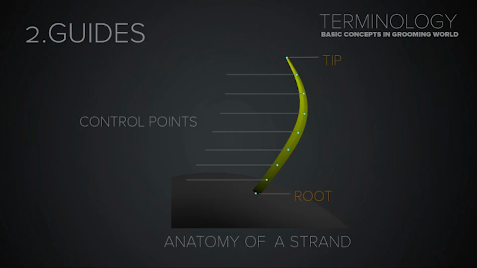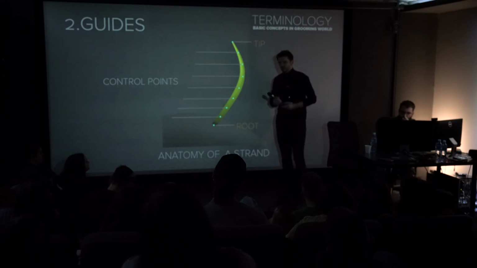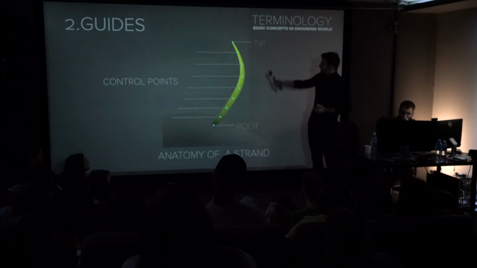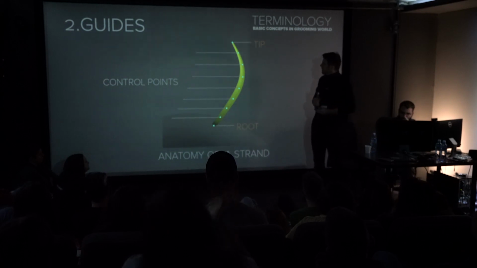Now, this is a breakdown of one strand. You see control points, and these control points are treated like polygons when you're modeling. When you have more of these points, the hair will be smooth, and you have more control when styling.